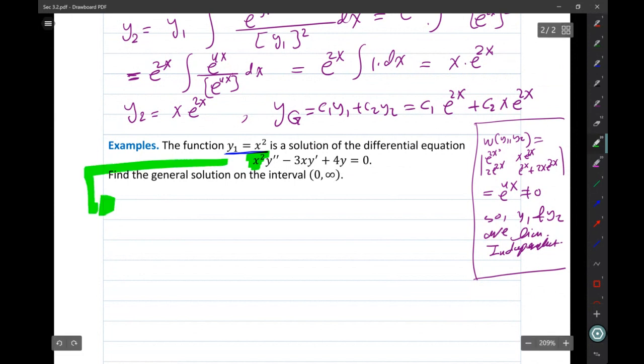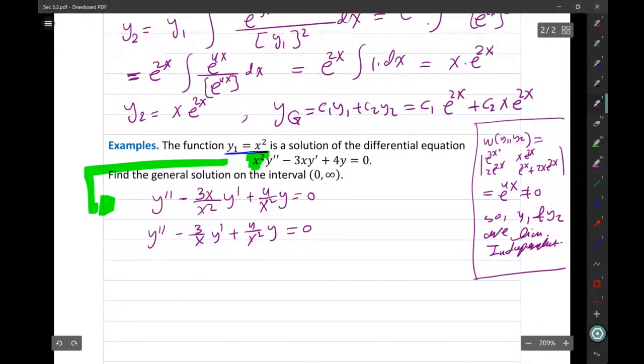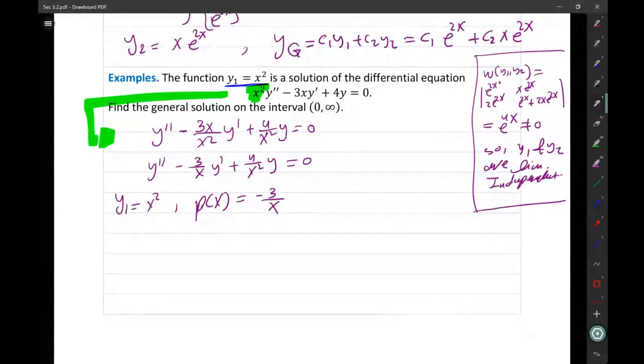The first thing I have to do is to write my differential equation in its standard form. So this one should be written as y'' minus 3x divided by x squared y' plus 4 divided by x squared times y equal to 0, which becomes y'' minus 3/x y' plus 4/x squared y equal to 0. Now the first solution y1 was x squared. Your p(x) is minus 3 by x.